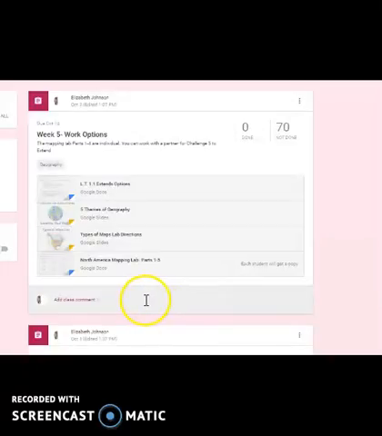The directions for what to do on those two maps, as well as what to do for the other parts of this mapping lab, are right here on Google Classroom. It is under Week 5 Work Options. And if you scroll to the bottom, it's called the North America Mapping Lab, Parts 1 through 5. Please make sure this is the one you click on, North America Mapping Lab, Parts 1 through 5. I'm going to click on that.